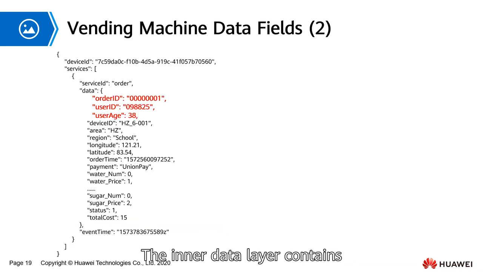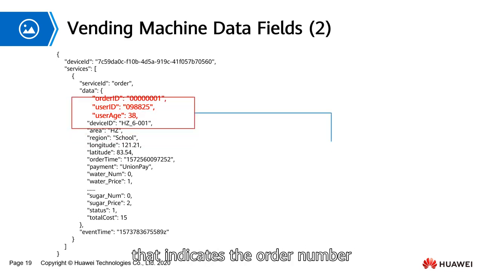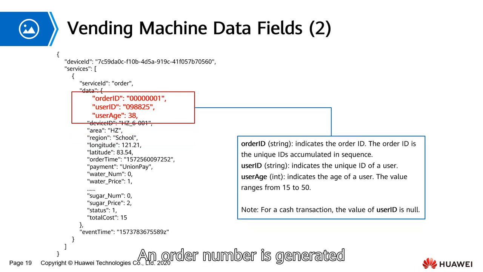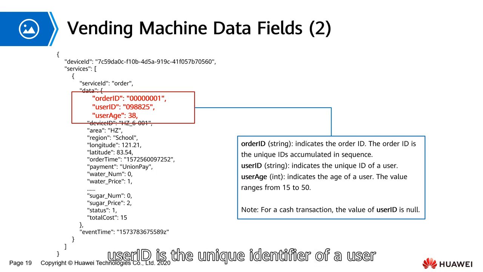The inner data layer contains the major data fields. Order ID is a string that indicates the order number. An order number is generated for each transaction. The order number is globally unique and accumulated in sequence. User ID is also a string. The value is anonymized and consists of 6 random digits. User ID is null only when a user pays in cash. User ID is the unique identifier of a user.